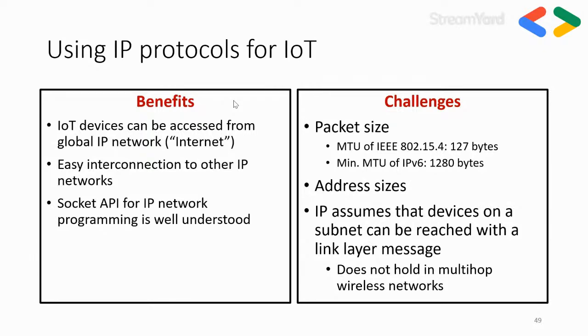IP assumes that a device on a subnet can be reached with a link layer message, which does not hold in multi-hop wireless networks. Multi-hop means that to reach the gateway, there is no direct line of sight communication between the end device and the gateway. If we are dealing with multi-hop networks where a device hops to another device, and then to a third device, and then the fourth one is the gateway, then this would make it hard for us to reach the device directly.